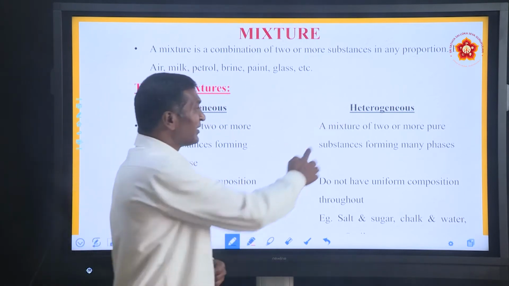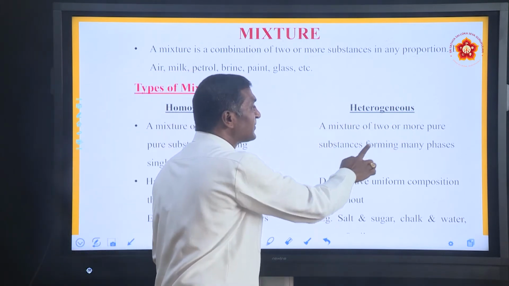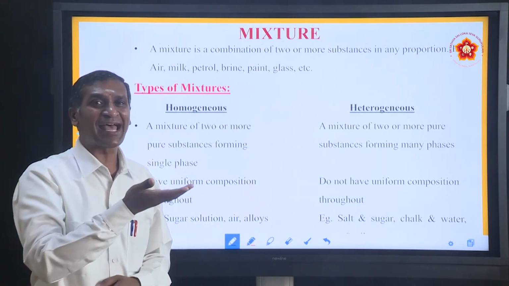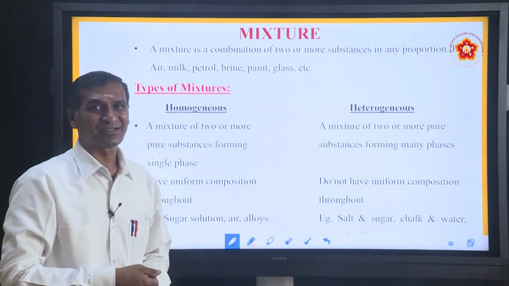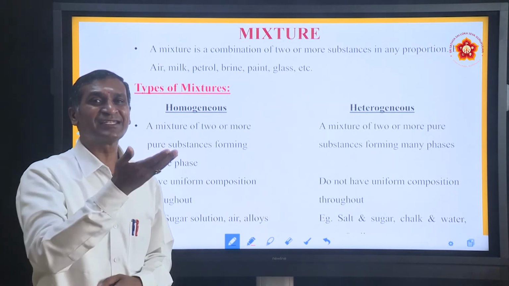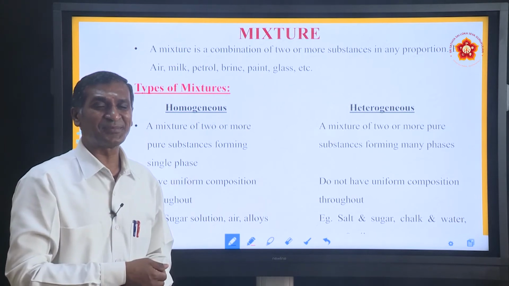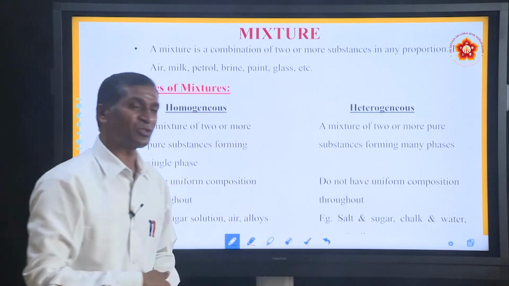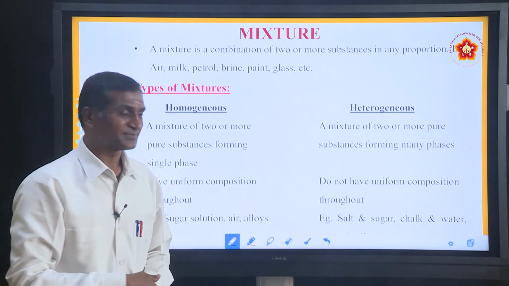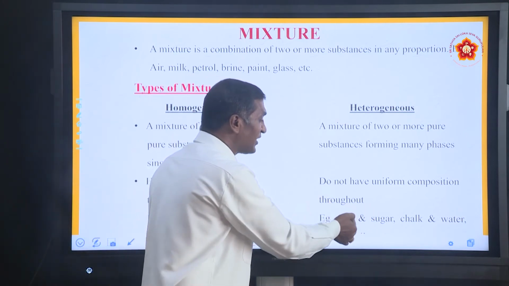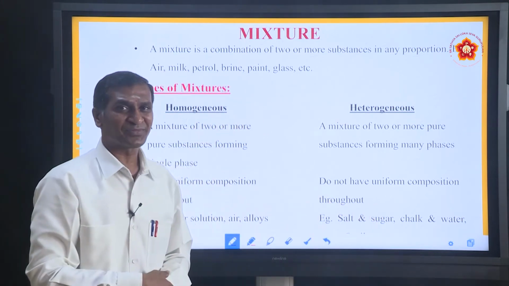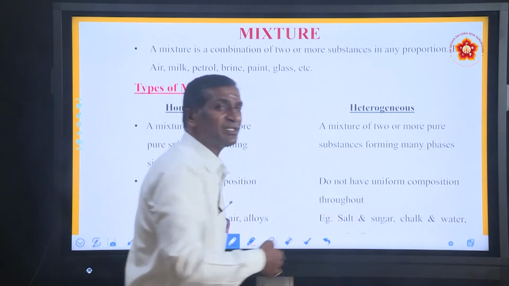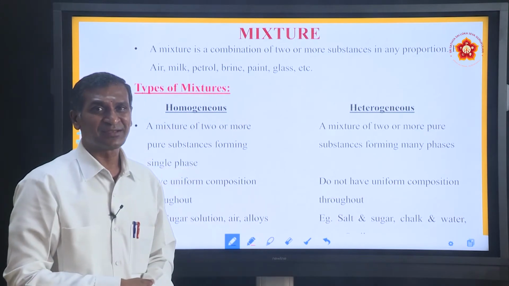Heterogeneous mixture: a mixture of 2 or more pure substances forming many phases. We observed sand and water. When combined, we can see layers; phases are visible. They do not have uniform composition throughout. Here, solid with solid, salt and sugar when combined, you can easily observe. Chalk powder and water is heterogeneous.